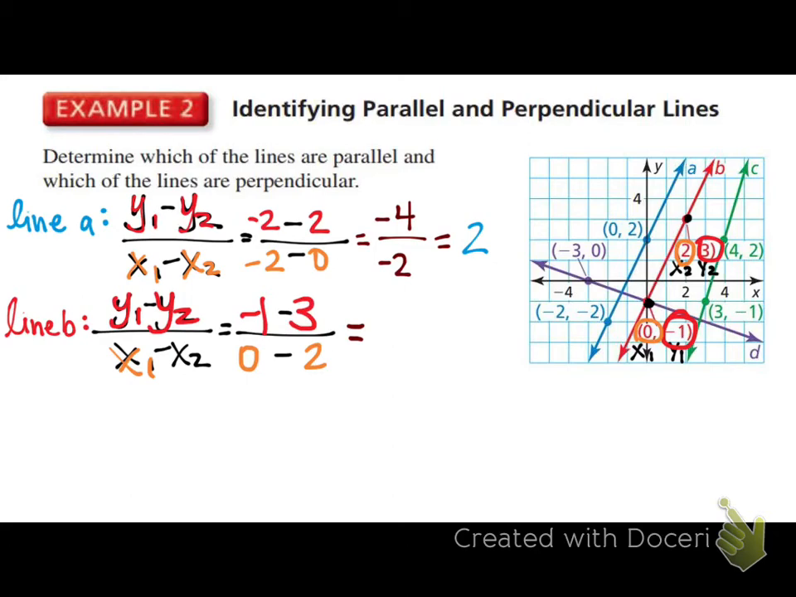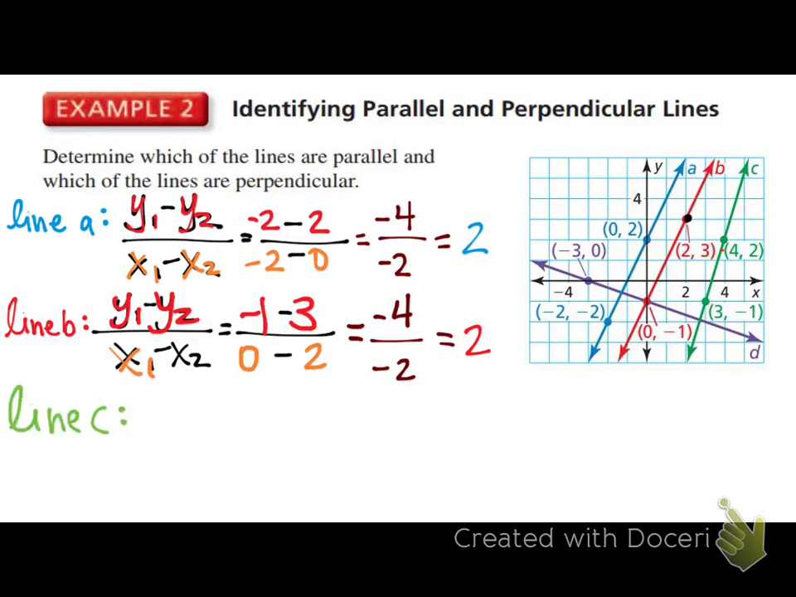All right, and then -1 minus 3 is negative 4. 0 minus 2 is negative 2. And then this reduces to 2. We'll deal with that in a second, because they are the same number. Yeah, that means they're going to be parallel. But we're going to find line C and then line D.